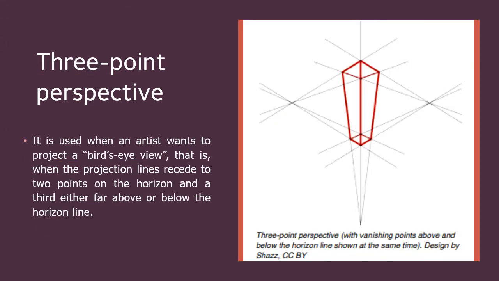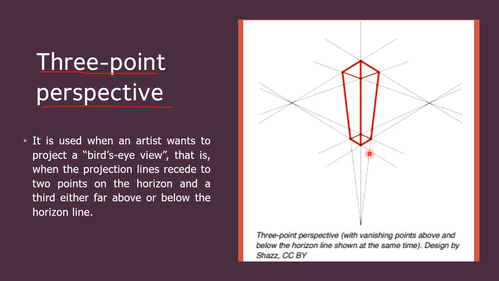And the last one is the three-point perspective. It is used when an artist wants to project a bird's eye view. That is when the projection lines recede to two points on the horizon and a third either far above or below the horizon line. For example, in this picture, this is the example of three-point perspective, with vanishing points above and below the horizon.